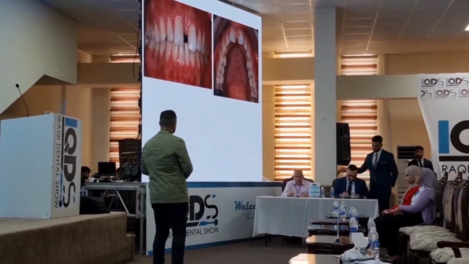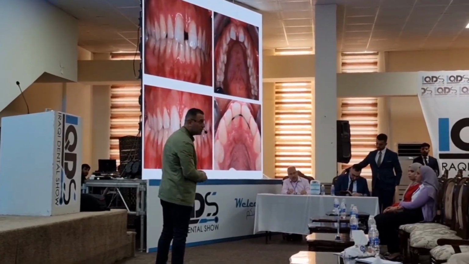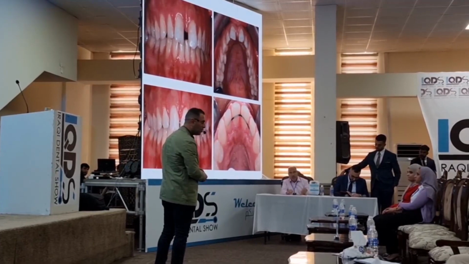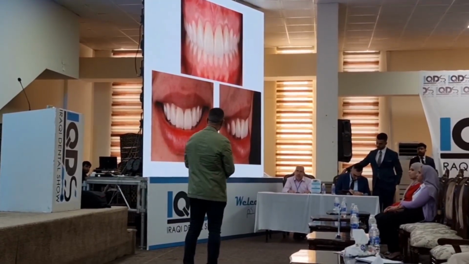Median diastema. Redistribute the spaces, then do veneers. Don't forget the permanent retainer. Okay? This is the first stage of veneers. After that, you will do buccal segment veneers.